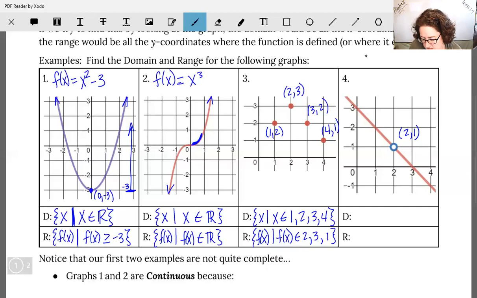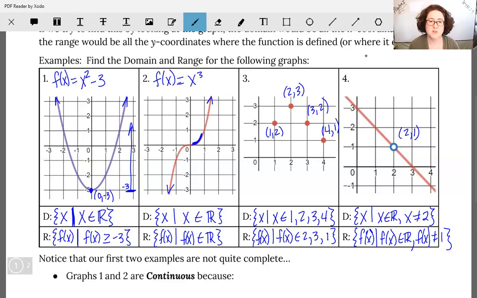So the way we do this for domain, again, x is such that x is in the set of real numbers, but x does not equal 2. Because it can be every single other real number except for 2. Same thing for our range. So f of x is such that f of x is in the set of all real numbers, but it doesn't equal 1. So it's the entire set of real numbers except for 1, because we have a hole in that spot.